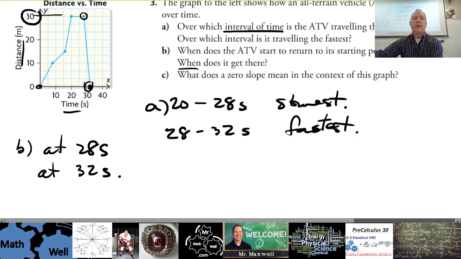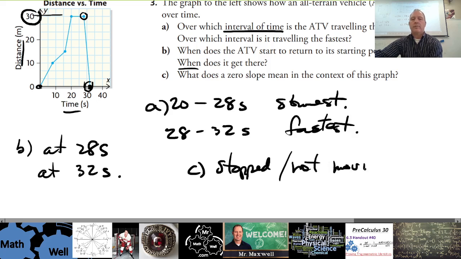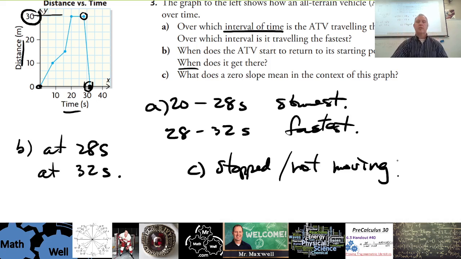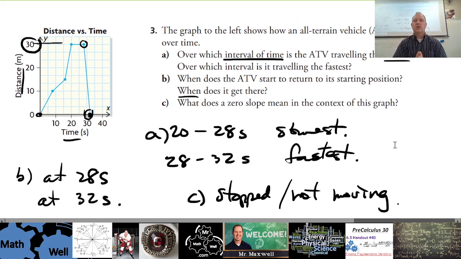Okay. C, what does the 0 slope mean in the context of this graph? So C is stopped, not moving, right? Because in that time span, the person is covering 0 meters, right? They're going 0 up or down, 0 meters. So they are stopped. Any questions about 3? That's just a really quick one.